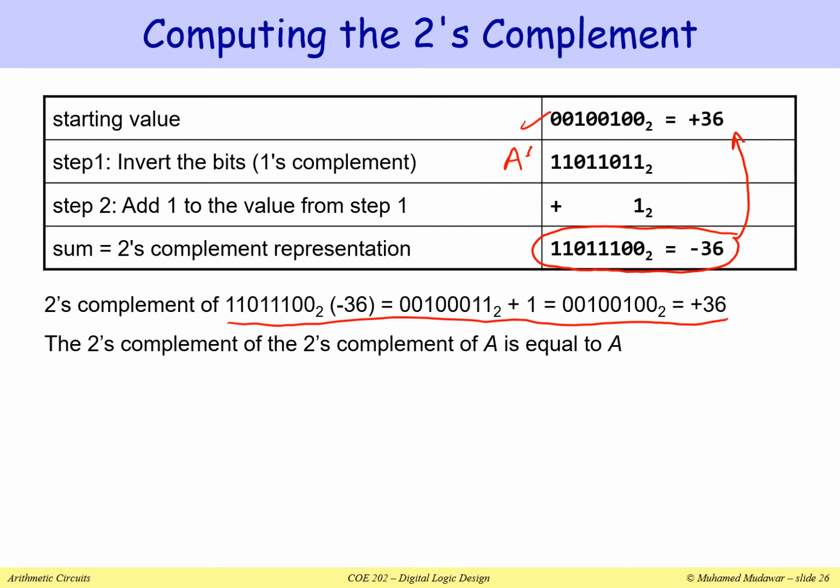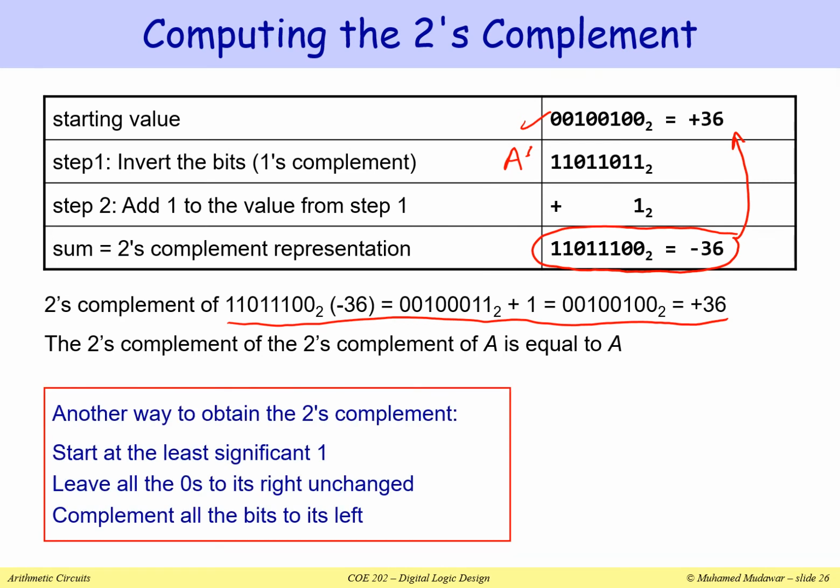So if you start with the number a, which is plus 36, you take the 2's complement, this will give you negative 36. Now, if you take negative 36 and you take the 2's complement, this will take you back to plus 36. So the 2's complement of the 2's complement of a is simply equal to a. So the meaning of the 2's complement of a is the negative of a.